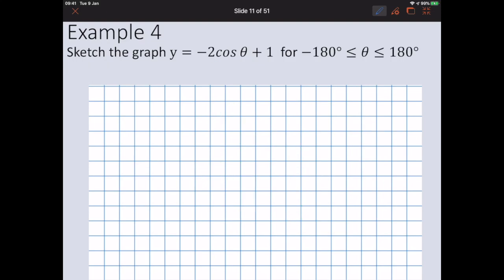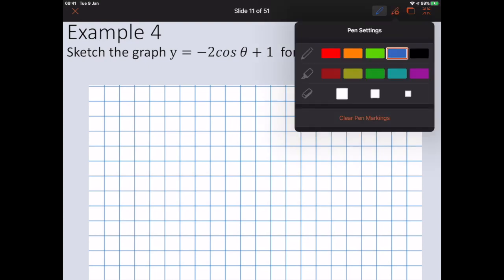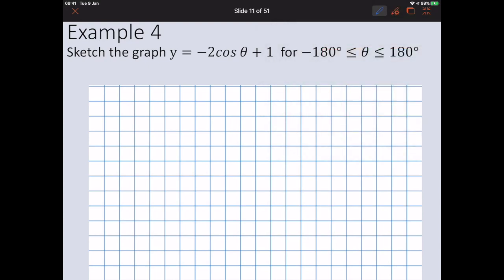Last example, example 4. Sketch the graph of y equals minus 2 cos theta plus 1. Theta is between minus 180 degrees and 180 degrees. Okay, so this is slightly different, but I think we're going to have to draw a few graphs to get us to the point where we can confidently get the graph of minus 2 cos theta plus 1.